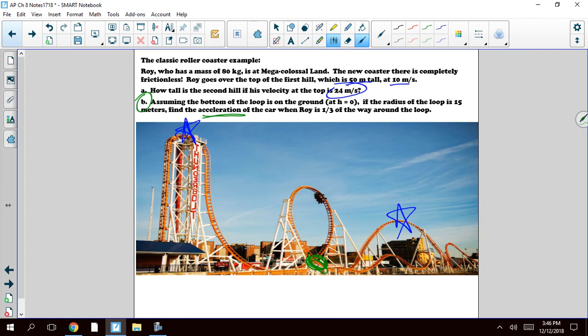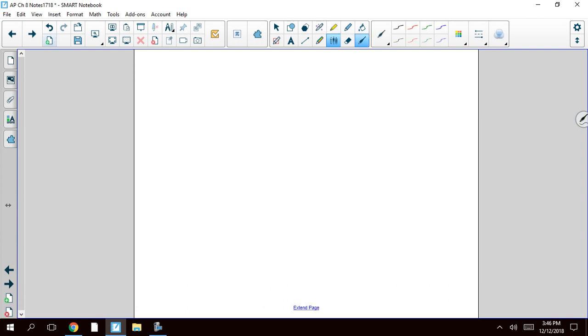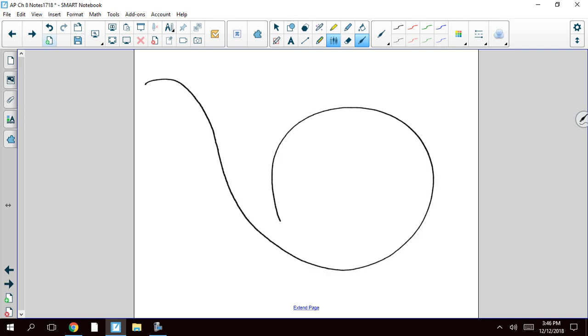All right, now, the other question. There's a lot going on here, so buckle up. I'm being very dramatic. I'm using some weird words in this video. All right, so here we go. Assuming the bottom of the loop is on the ground at a height of 0, if the radius of the loop is 15 meters, find the acceleration of the car when Roy is a third of the way around the loop. Okay, so let's draw this again. So here's the deal. We've got our hill, and then there's our loop.